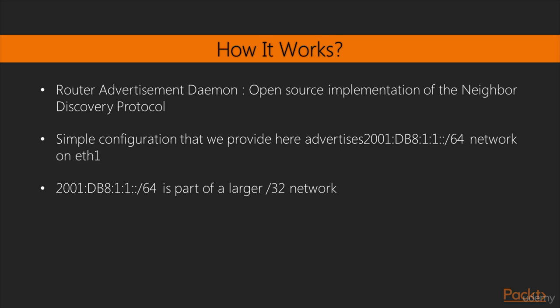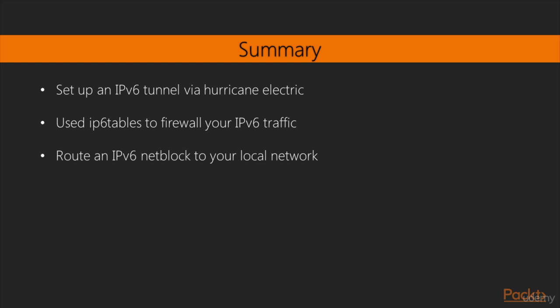Splendid! We have marked the end of this video. Here we dealt with routing an IPv6 netblock to your local network. Also, we have come to the end of the section. In this section, we set up an IPv6 tunnel via Hurricane Electric, then looked at how to use ip6tables to firewall your IPv6 traffic, and finally, routed an IPv6 netblock to your local network.